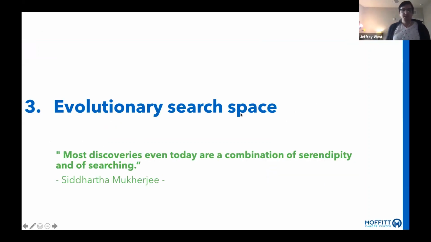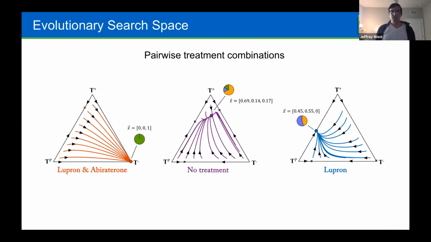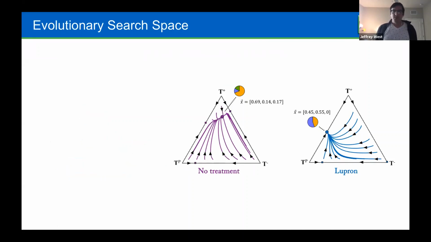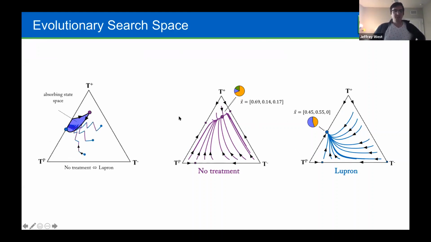Okay, so the last thing I'm going to look into is called evolutionary search space. And that is basically taking those same treatments, but this time two by two. So if we take no treatment and Lupron and switch back and forth between those two, what we're essentially doing is drifting closer to the blue fixed point, then we switch to the purple treatment, drifting closer to the purple fixed point, drifting back to the blue fixed point, and back and forth.